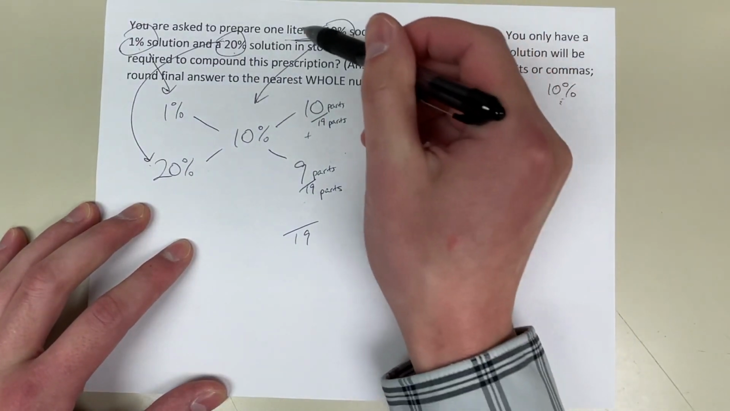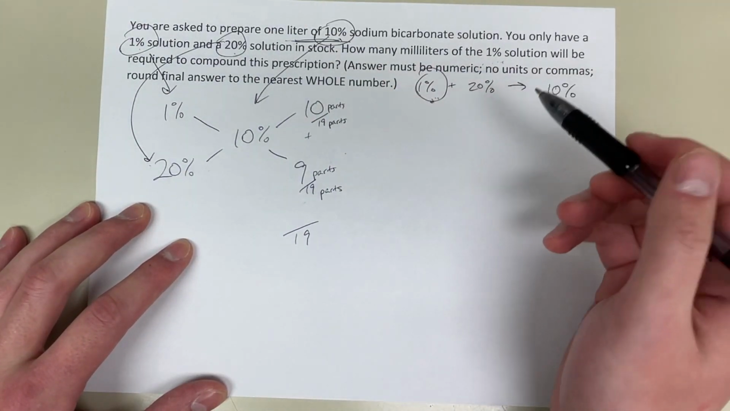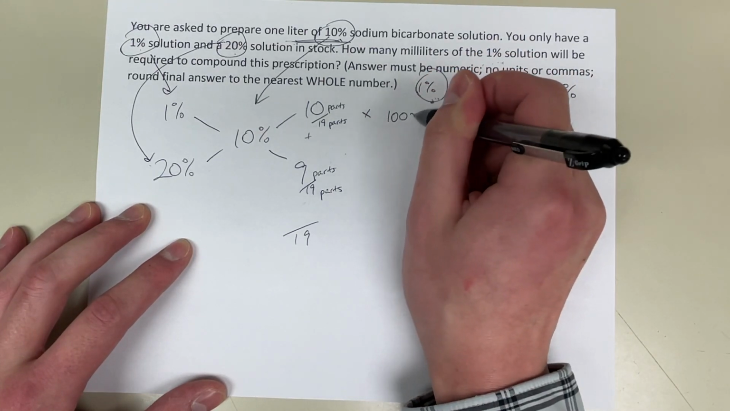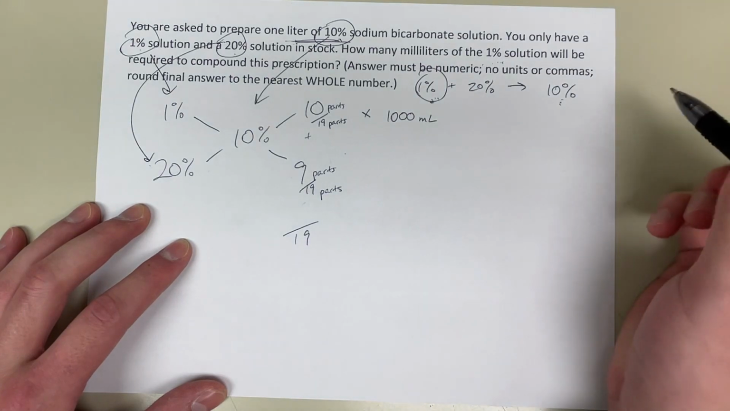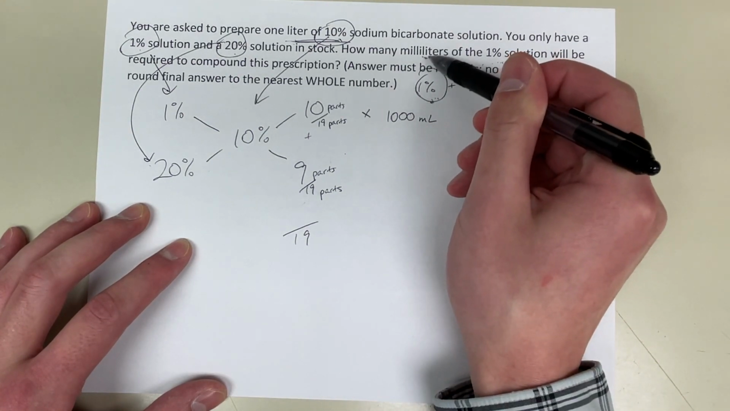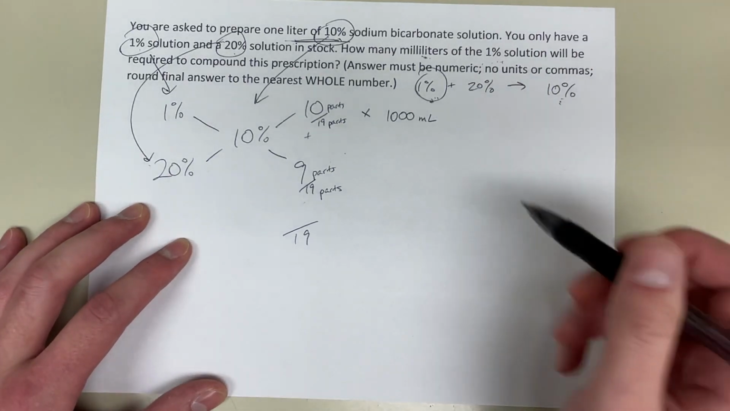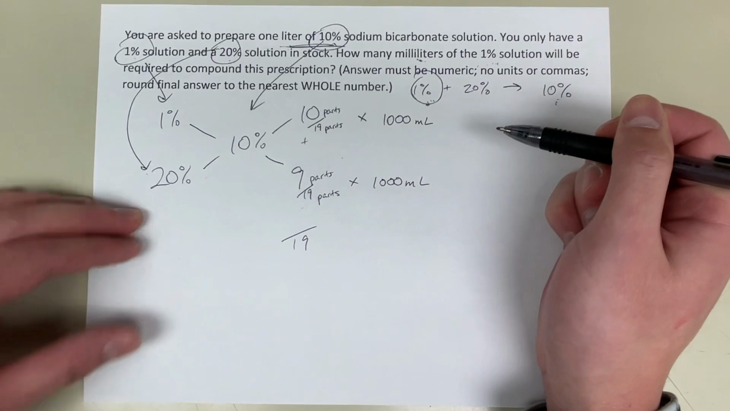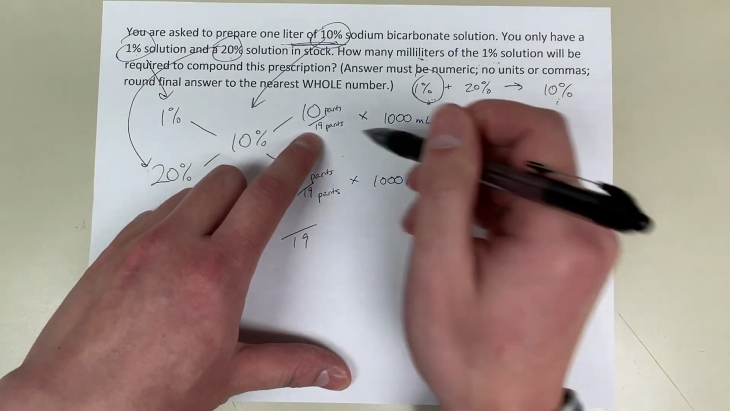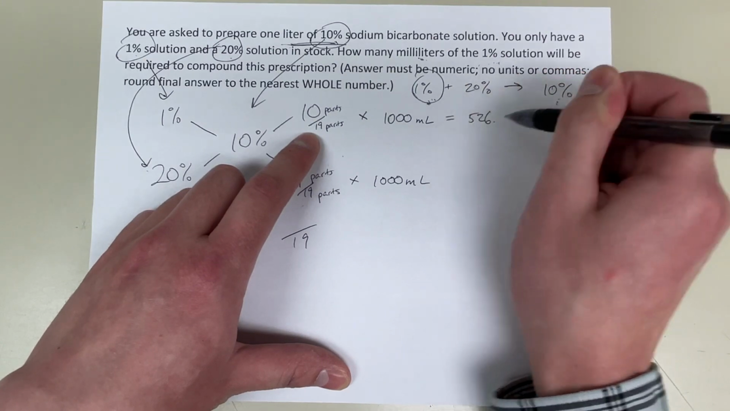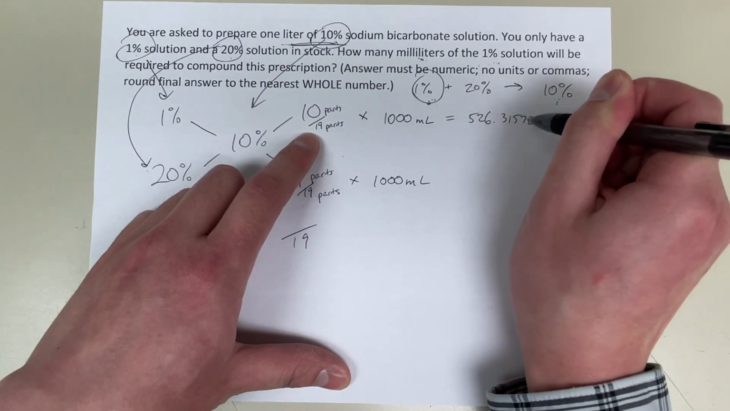So since I have 1 liter total to make, I'm going to multiply this by the 1 liter, also 1,000 milliliters. I just convert to milliliters because the question wants us to answer in milliliters to make it easy. Right, so multiply both by 1,000 milliliters. So this top half, I just take 10 over 19 times 1,000. That equals 526.315789 milliliters.